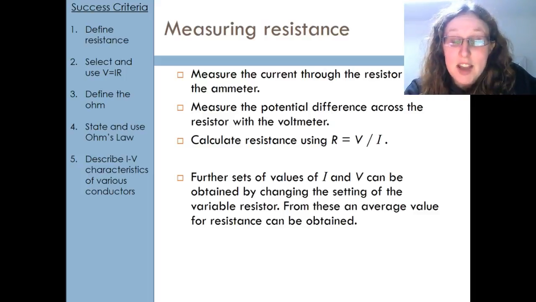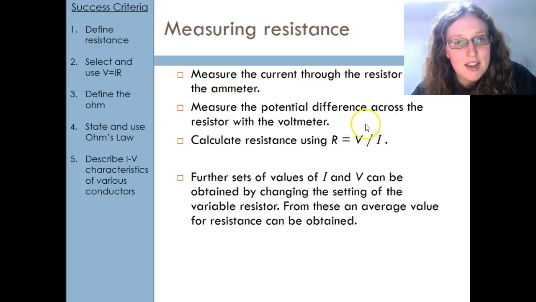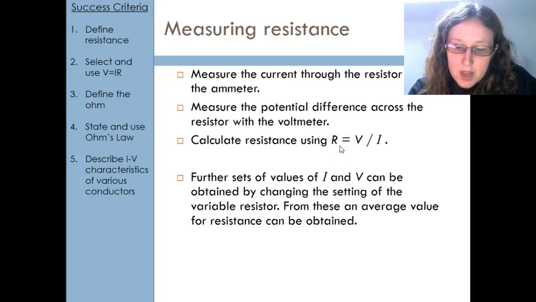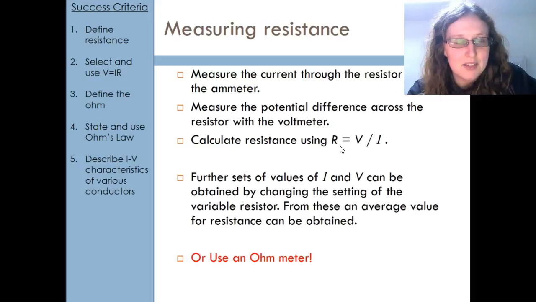The way I'd find an average value for the resistance is by plotting a graph. It doesn't really matter which way you plot it, so let's say we'll plot a graph of V against I, with V on the y-axis and I on the x-axis. The gradient of that line would be y over x, which would be my resistance, and that would give me a good average. The second method is, if you have one, just use an ohmmeter.